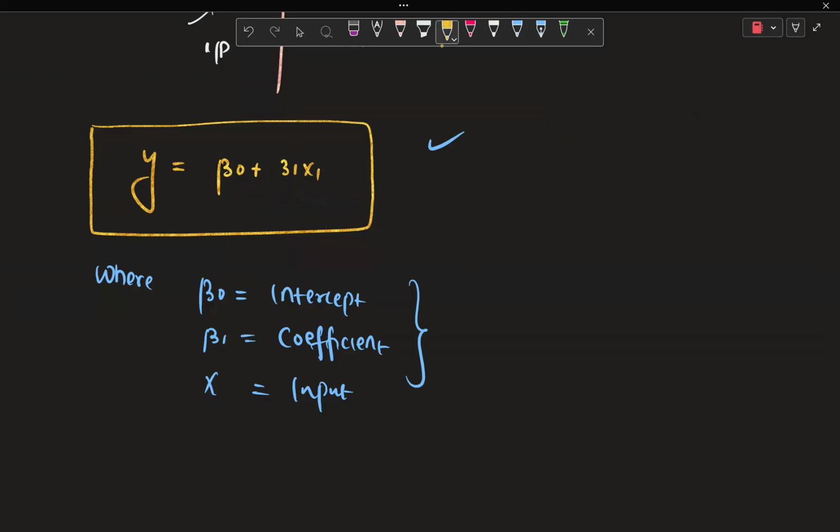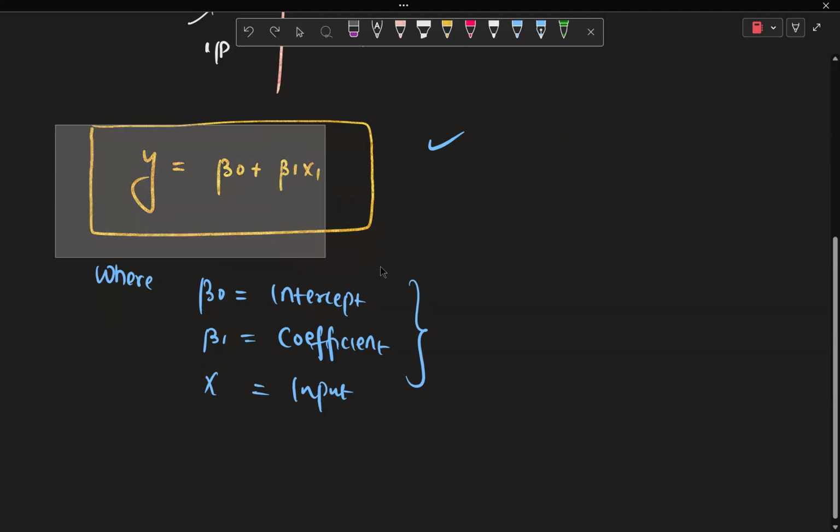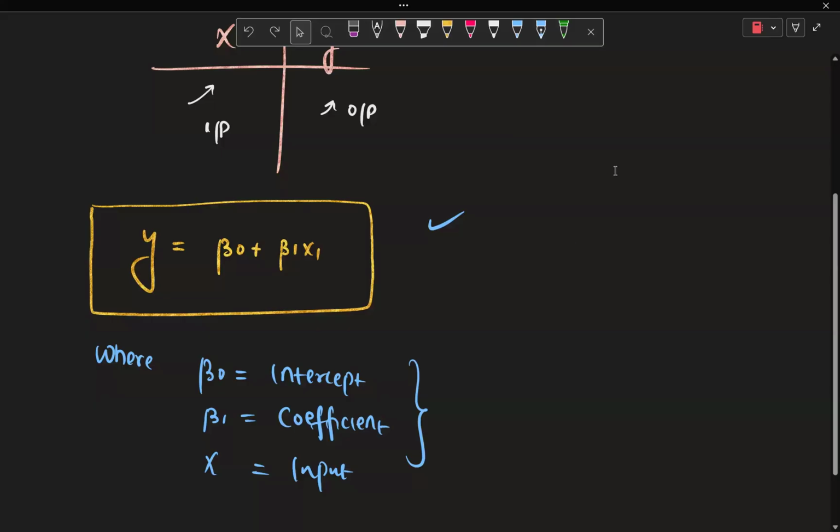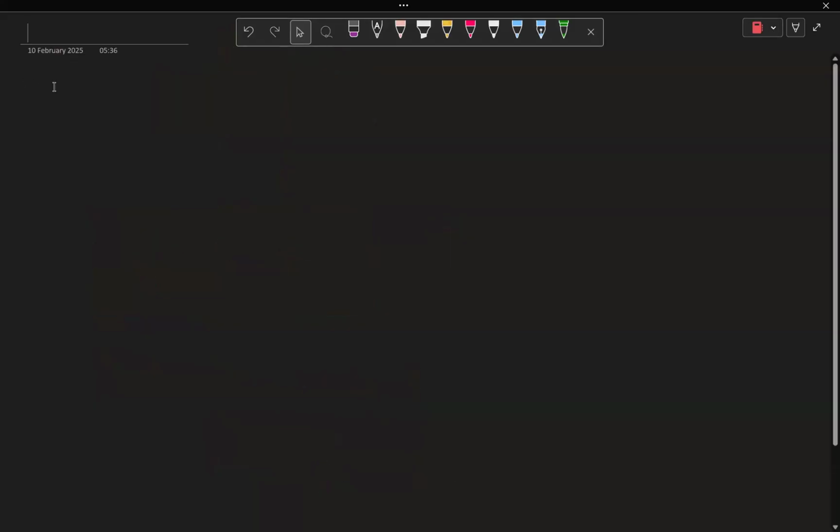Why? Because you have a single input and a single output. Okay, output will be single only. How many x do you have? Only one x. One x means how many inputs? Only one input. Understood, guys, this equation, everybody? Now I'll just write the equation of multiple linear regression, then I'll give these notes to you. You can revise.